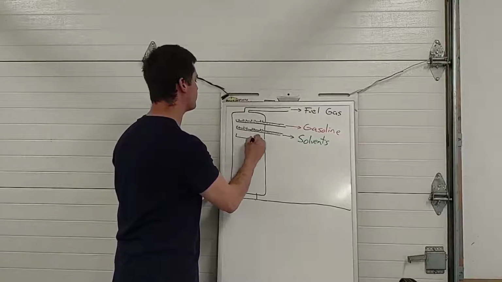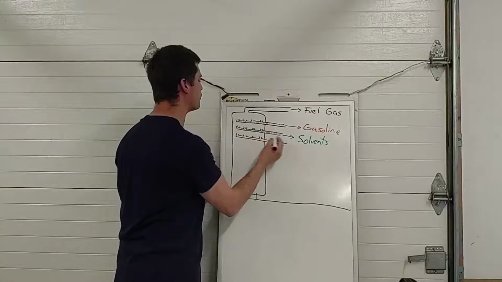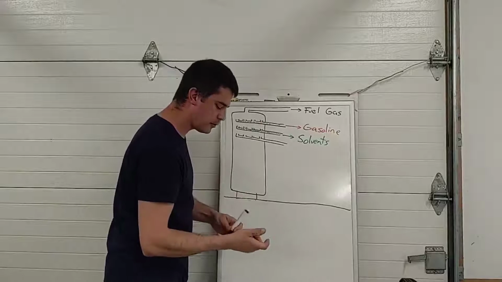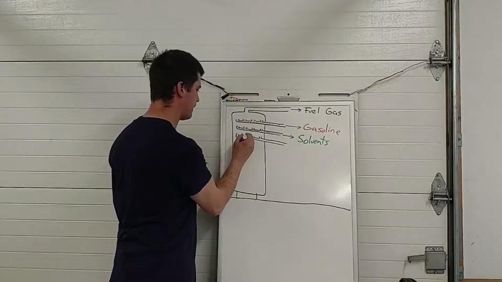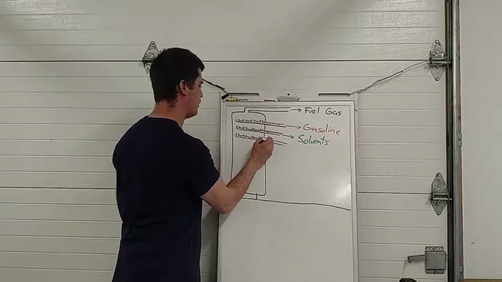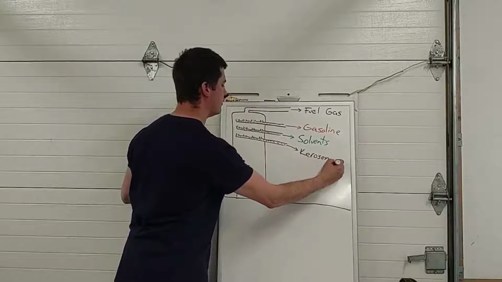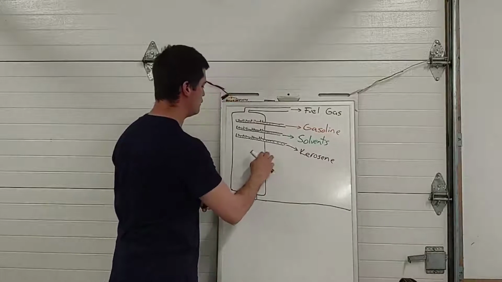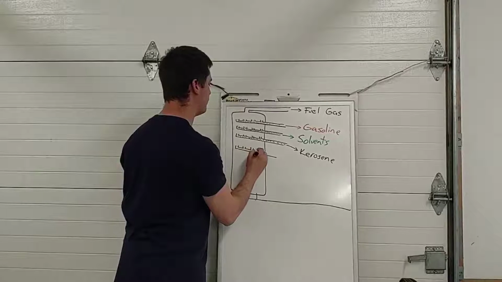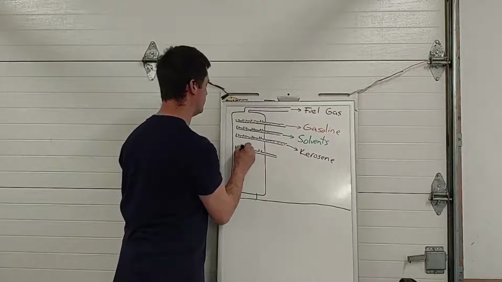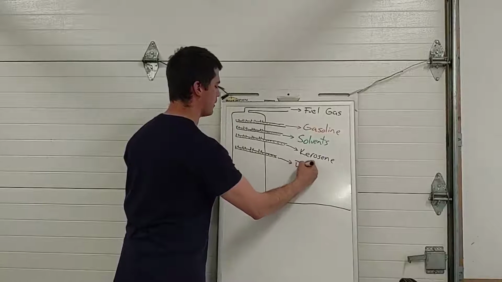Below that tray, again, we're getting lower down, we're getting closer to the heat source. So higher temperature items, the stuff that's going to condense in here is going to be your kerosene. Further down from that, we're going to get our diesel fuel.